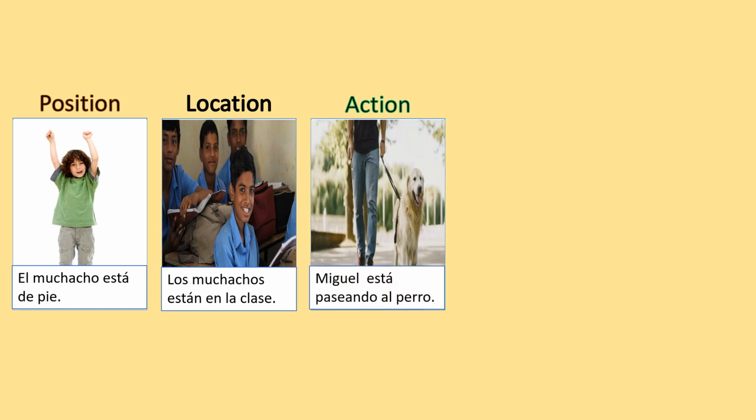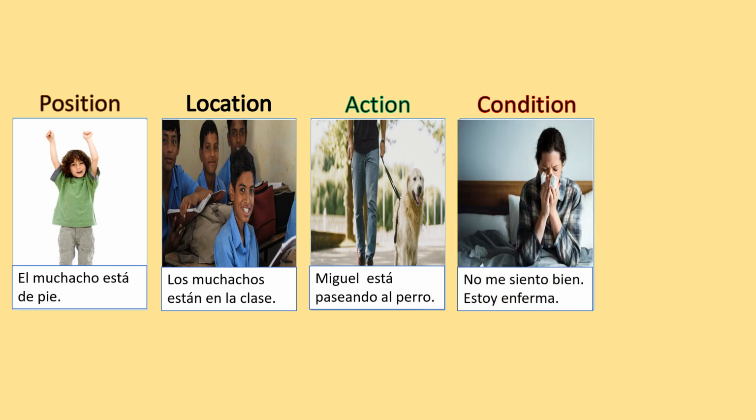Action. Miguel está paseando al perro. So when we're speaking in the active voice of the verb, which do we use? We use estar and not ser. Okay? All right. The C now. Condition. Example. Ejemplo, no me siento bien, estoy enferma. And if it were a male, estoy enfermo. So condition. All right? Physical condition there, how one is feeling.